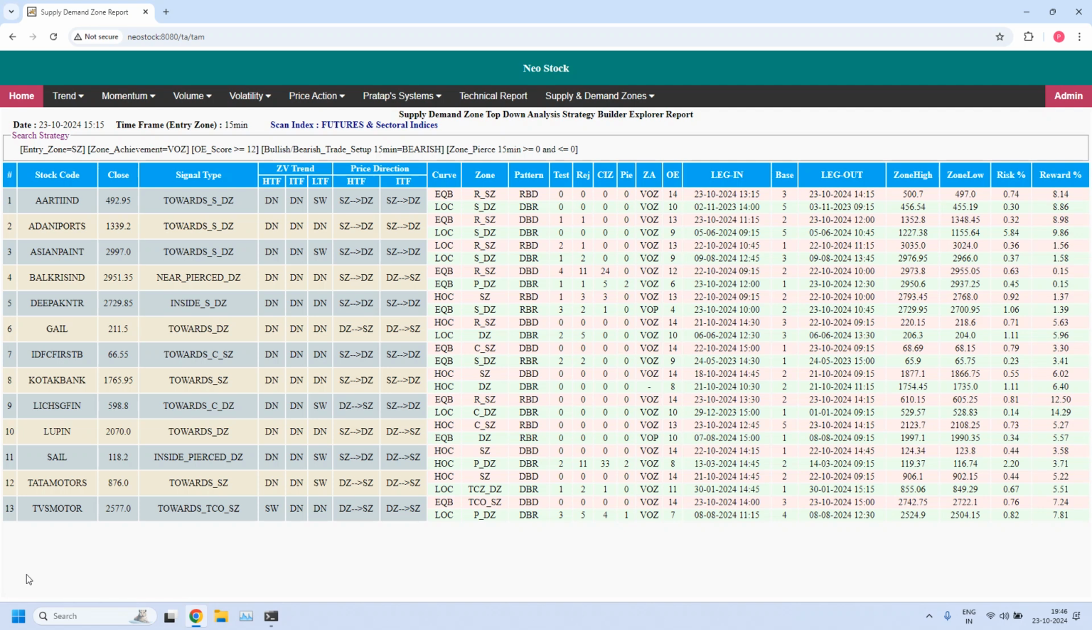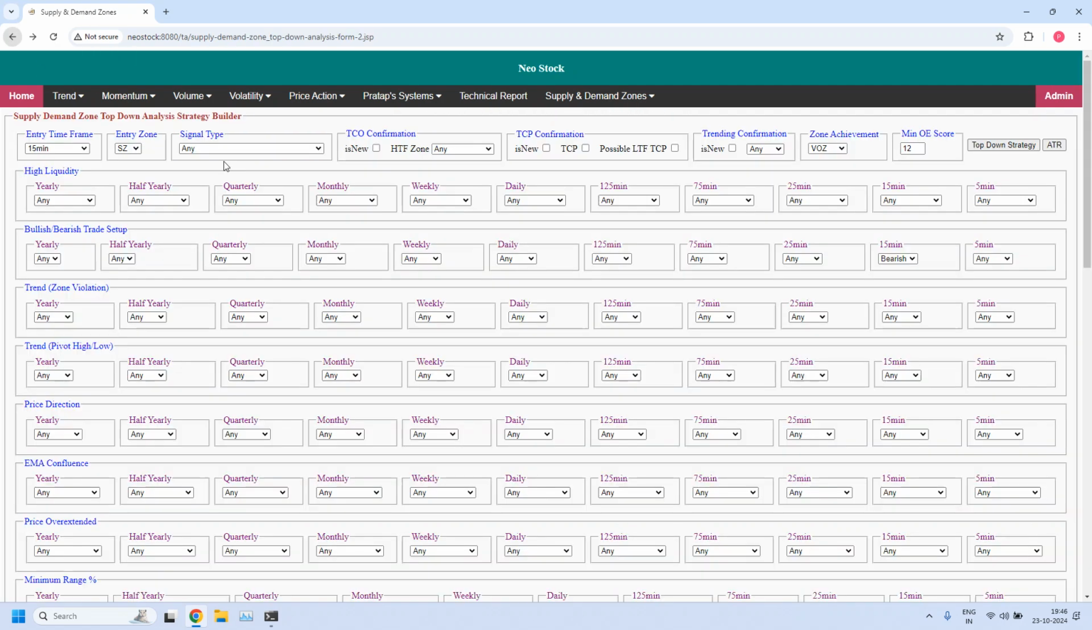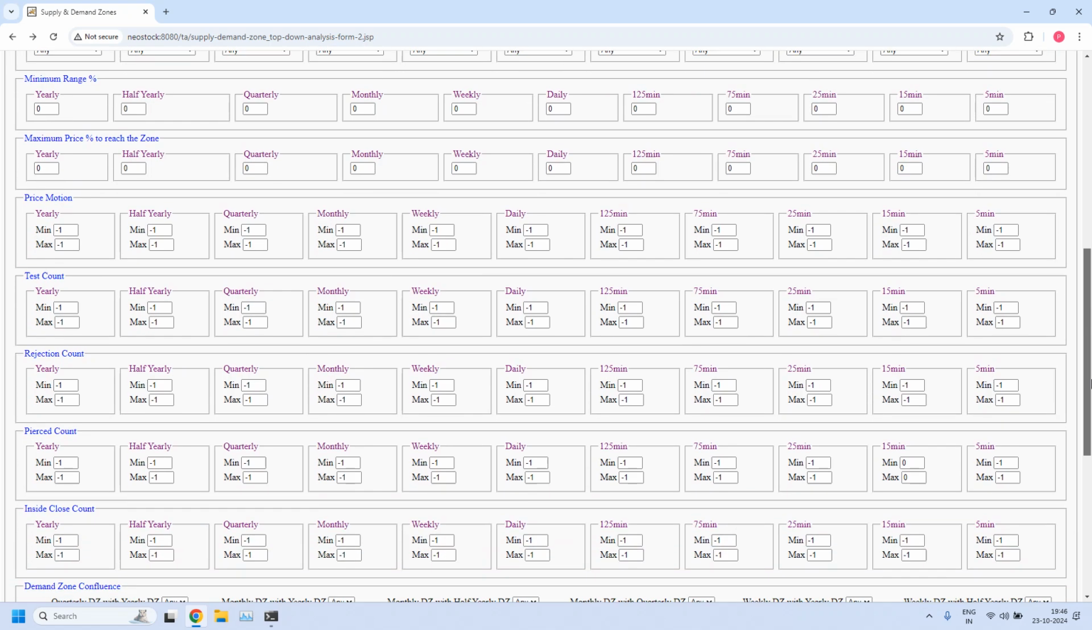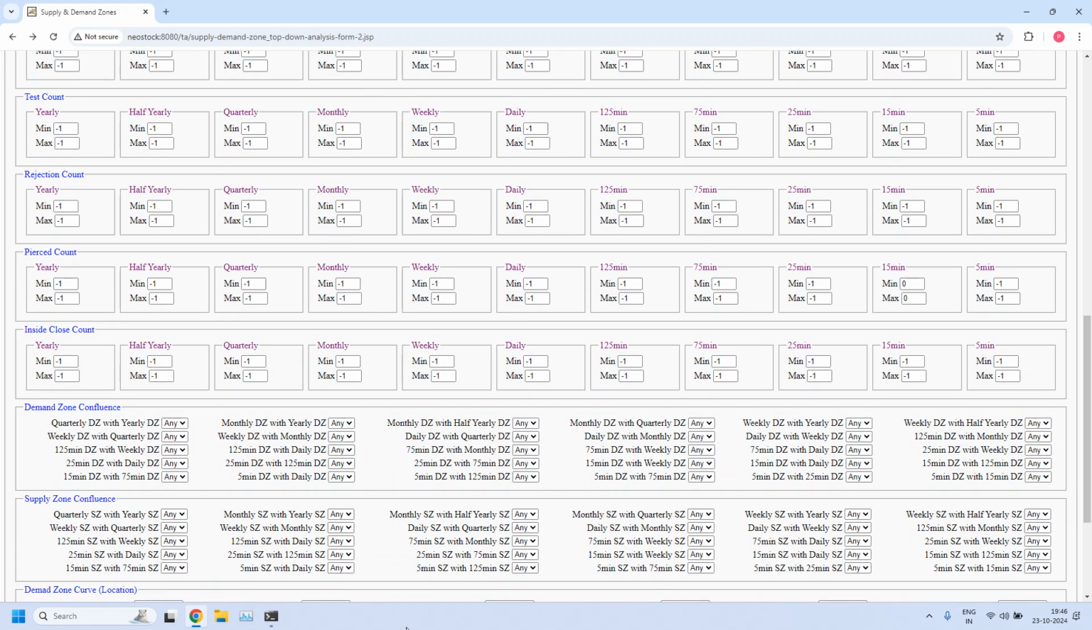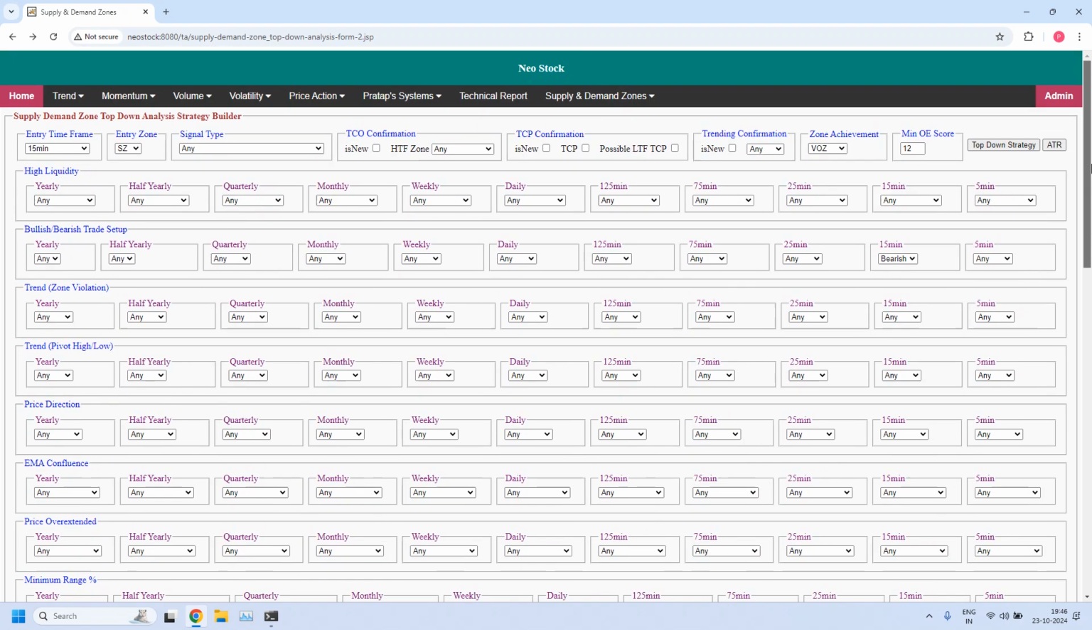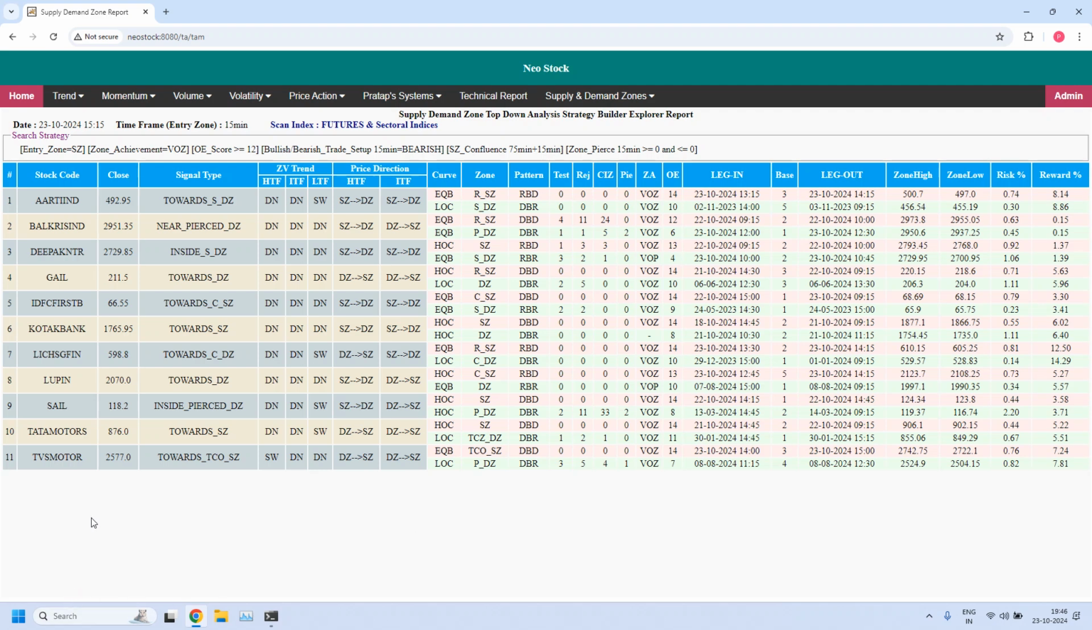So the first filter is ITF supply zone confluence, that is 15 minutes supply zone with 75 minutes supply zone confluence. So I am enabling the filter 15 minutes supply zone with 75 minutes supply zone confluence. That means the 15 minutes supply zone is part of the 75 minutes supply zone. Let's verify. Out of 13, 11 stocks are supported. That means in all these 11 stocks, the 15 minutes supply zones are part of the 75 minutes supply zone.